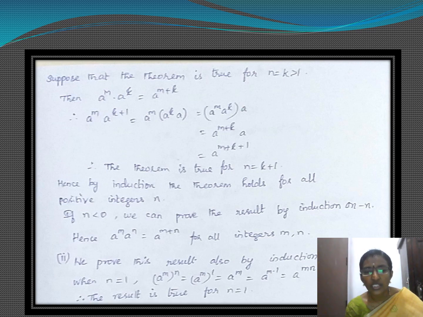Let me start with n equal to 1. (a^m)^n equals (a^m)^1. Let me simply write this as a^m. That is m into 1, that is m into n. Therefore, it is clearly true that for n equal to 1, the property is true.